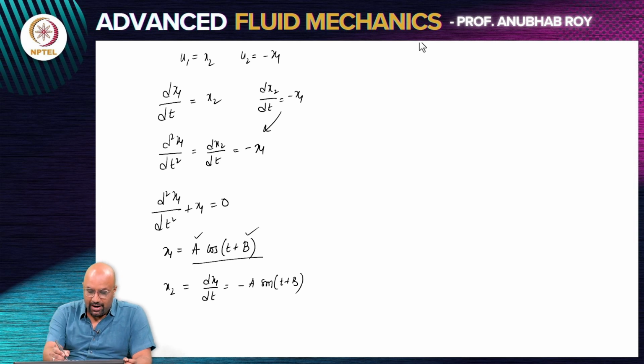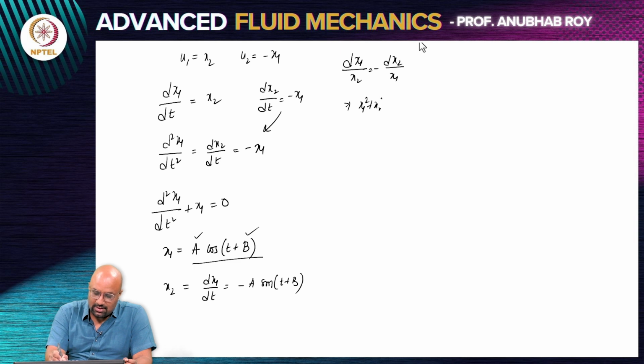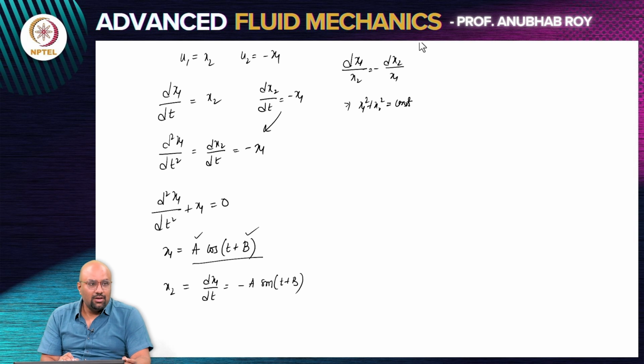Now, what did we find for the streamlines for this problem? The streamlines for this particular problem was dx1 by x2 is equal to dx2 by minus x1, which gave us x1 square plus x2 square is equal to constant. So, we got a family of concentric circles. Now, here it still has a time dependence. So, whenever you do a path line calculation, your effort should be to see if you can eliminate time.